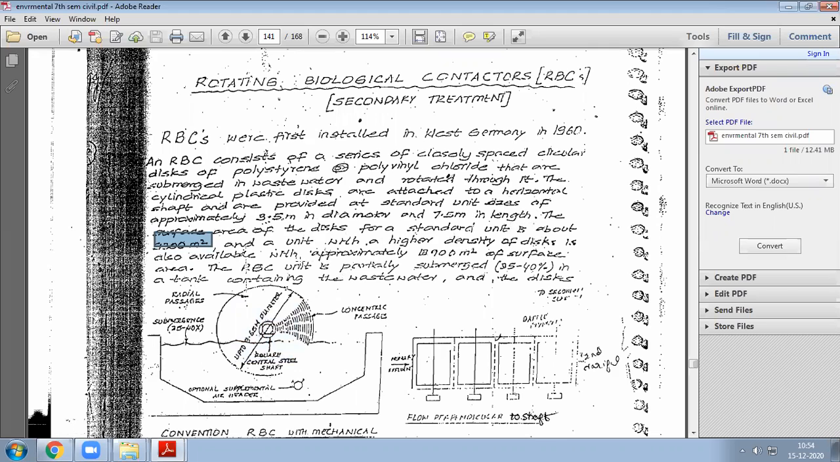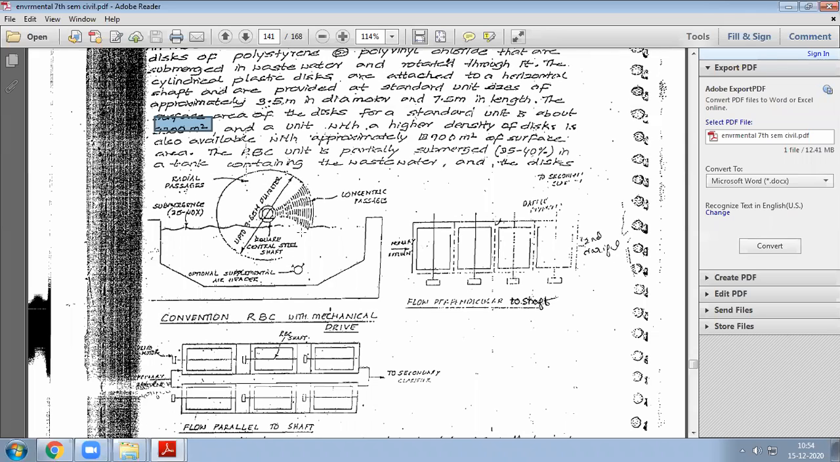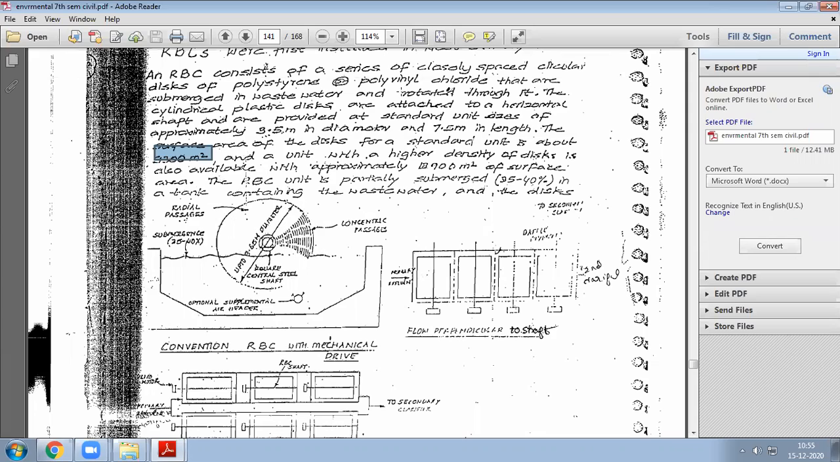Then what happens here? Since it's rotating, it gains oxygen from the atmosphere. One way, it is mixing the oxygen with the available waste. Obviously the microbes will start treating the waste and convert it into a simple form. That is the concept.